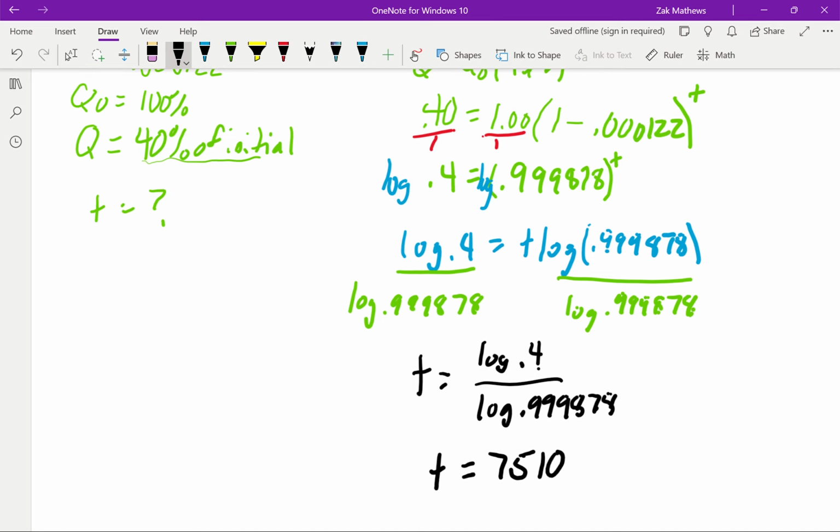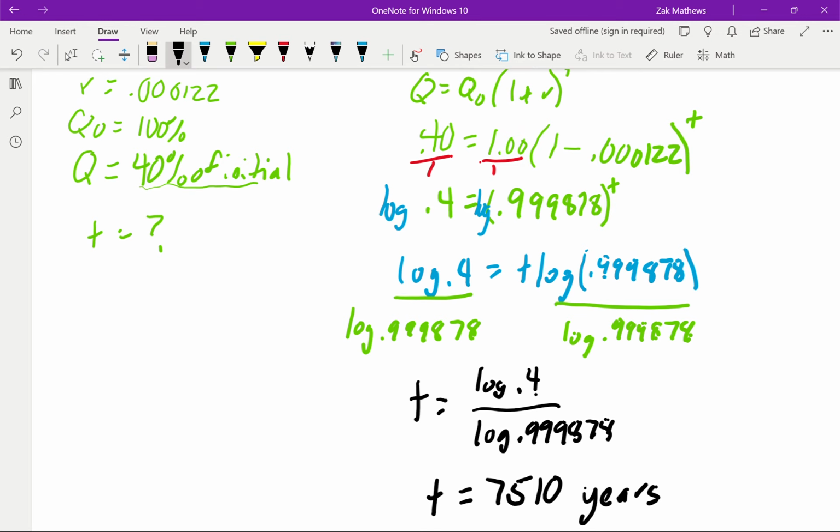And when we do that, we get a t-value of 7,510.12. I'm going to round it there because we were talking about years. I'm going to round it to the nearest whole number. 7,510 years. So that tells me after 7,510 years, 40% of the initial carbon will be left.